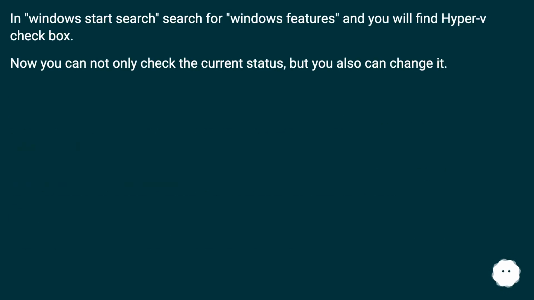In Windows Start Search, search for Windows Features, and you will find the Hyper-V checkbox. Now you can not only check the current status, but you also can change it.